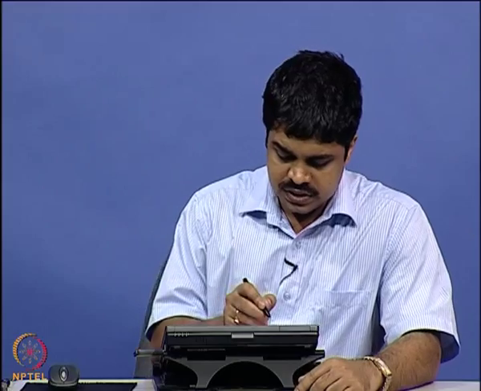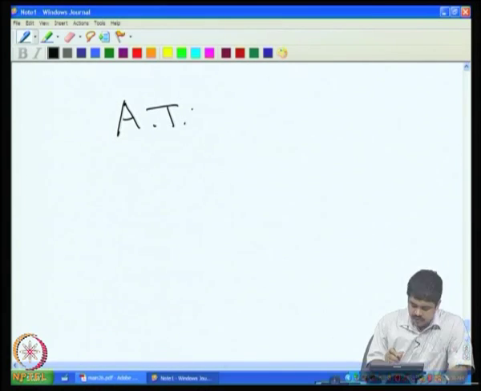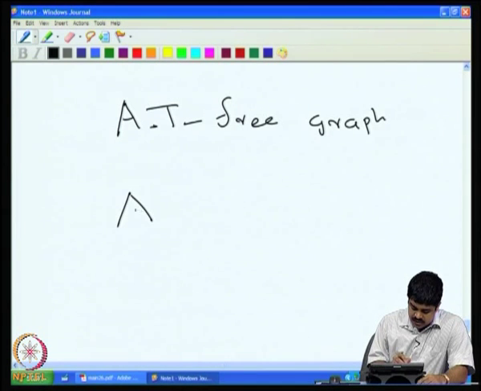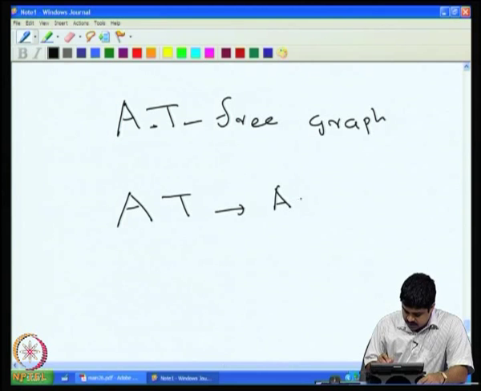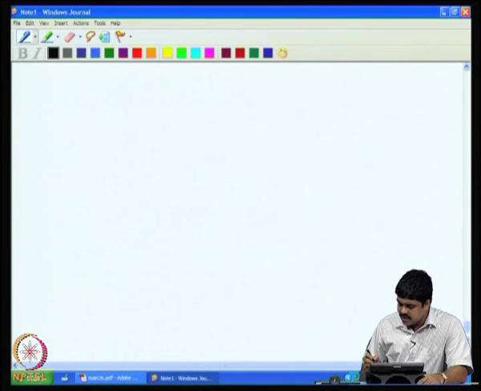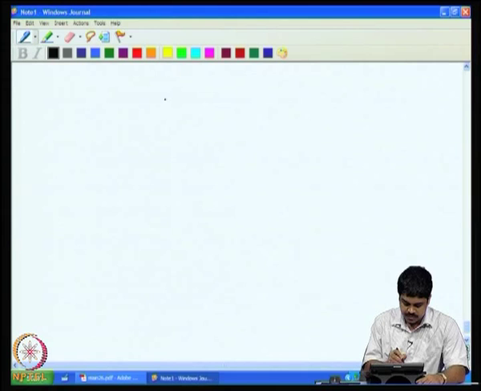The first class I would like to introduce is the class known as AT free graphs. What is an AT free graph? See, the AT, which is called the asteroidal triple, is an independent set in a graph G. Suppose G is given.